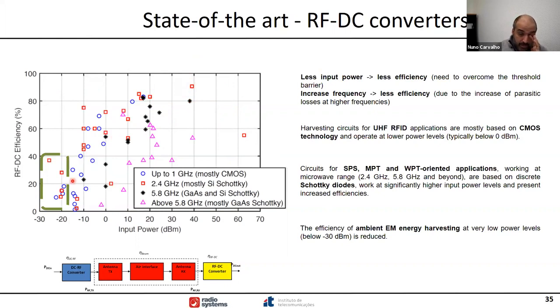But if you look at the Internet of Things scenario, where my device is quite far away from my transmitter and is a low power device, most of the time the amount of power that arrives at my IoT device is around -10, -20, -30 dBm or even less. And if you look here, the efficiency of RF to DC converters is quite low, and these are values published in some of the publications that we saw.